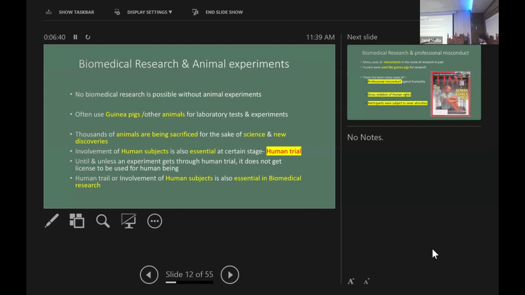In certain institutions, you must have an ethics committee, since you need to involve human beings in the human trial, the fourth phase trial. And whenever you are involving human beings, you must follow the ethical principles. Without following ethical norms, you cannot involve any human being. So there is the importance of ethics for human participants. Ethical standards and ethical principles are essential.